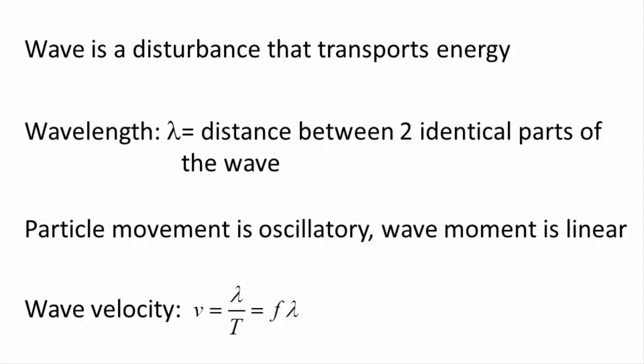A transverse wave is a disturbance that is perpendicular to its direction of propagation, whereas a longitudinal wave has a disturbance that is parallel to the direction of propagation.